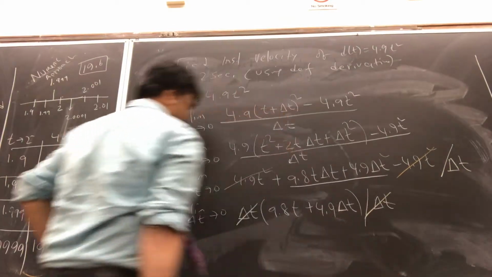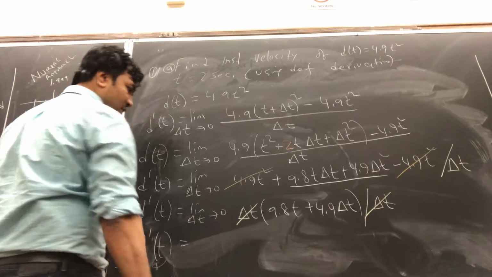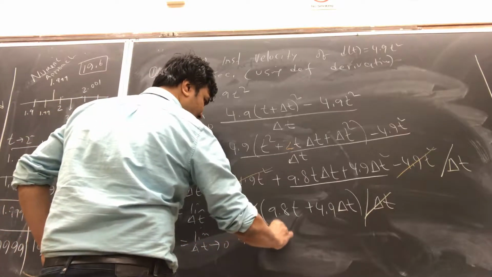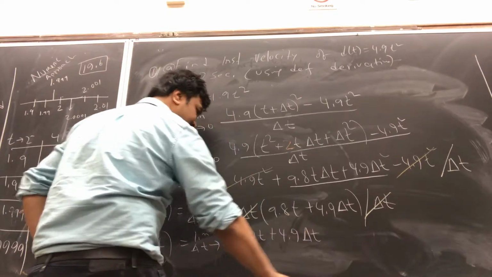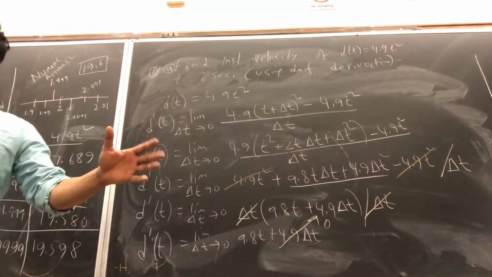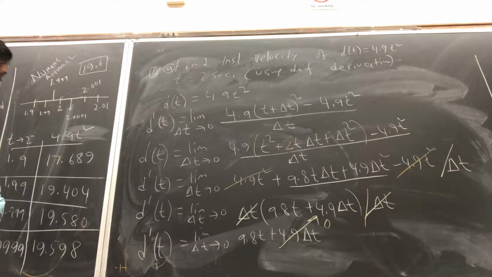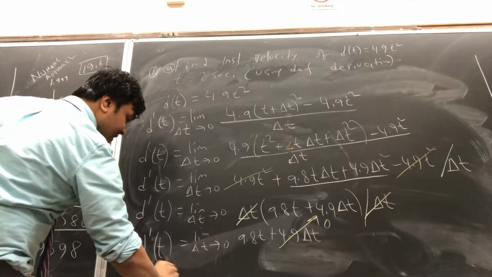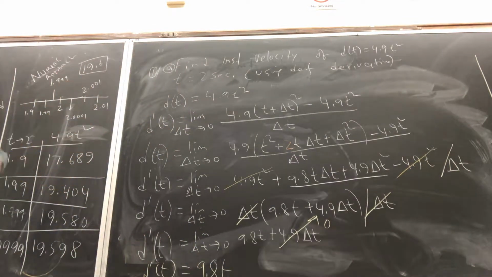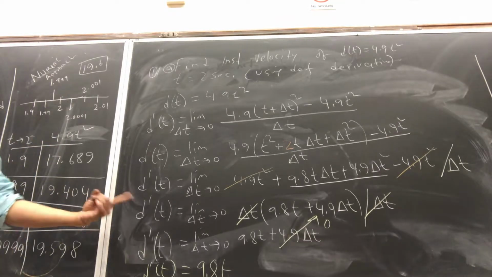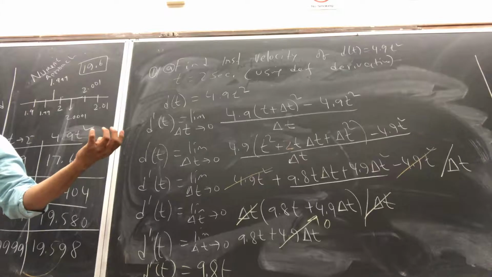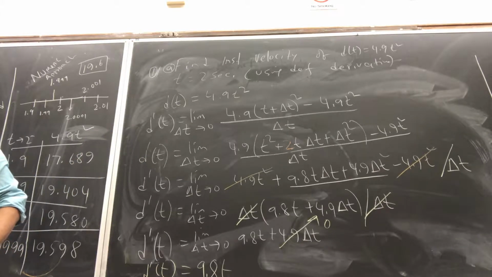Great. That's nice. d prime of t is equal to, I'm still gonna keep writing the limit as delta t goes to 0 of 9.8 t plus 4.9 delta t. By the way, now delta t goes to 0 because this is telling us to let delta t go to 0. So if delta t goes to 0, whatever comes with delta t also goes to 0. So d prime of t is what? 9.8 t. This is the derivative. Now part 1 we're done, then we're gonna put 2, and do different things now. But this is the derivative using the definition of derivative.